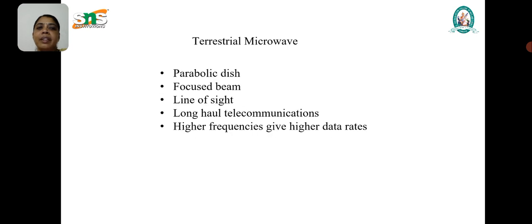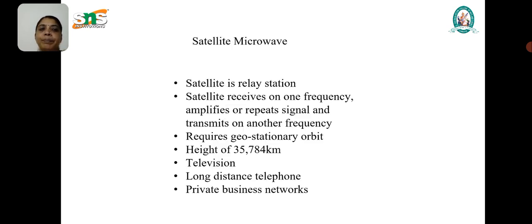There is also terrestrial microwave, which uses a parabolic dish, focused beams, and line of sight. It is used for long haul telecommunication, and higher frequency gives higher data rates. I will show an example of terrestrial microwave.